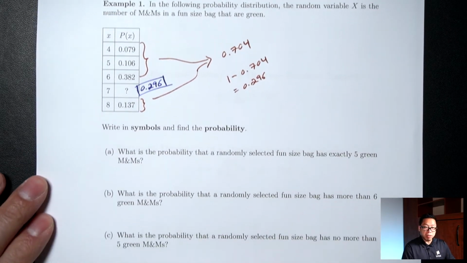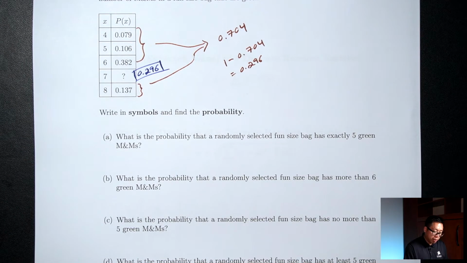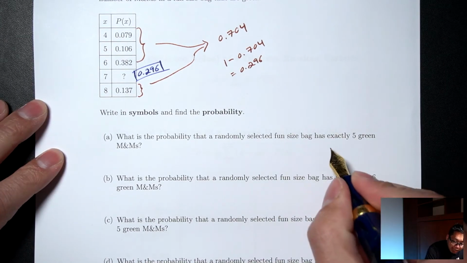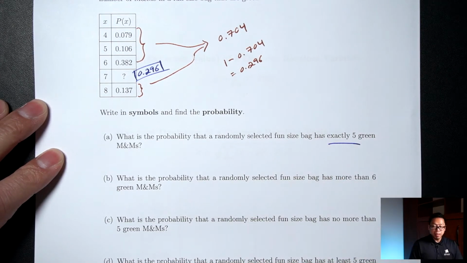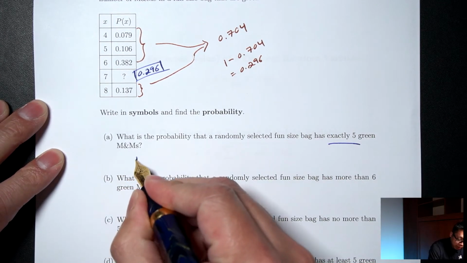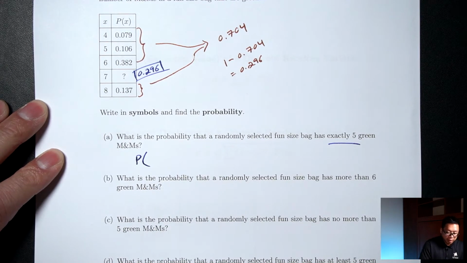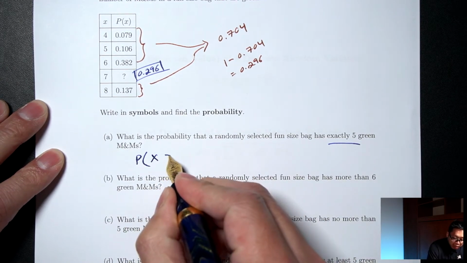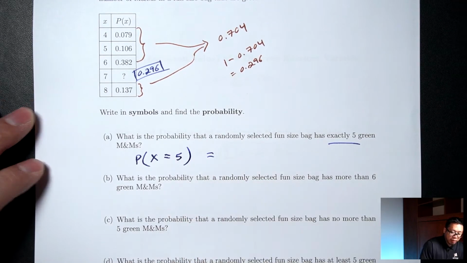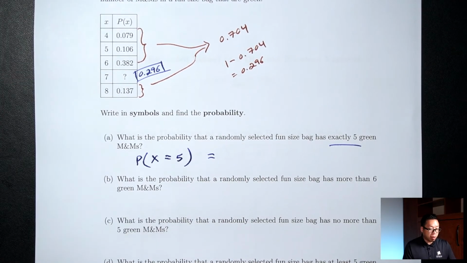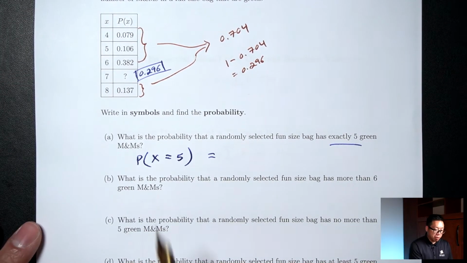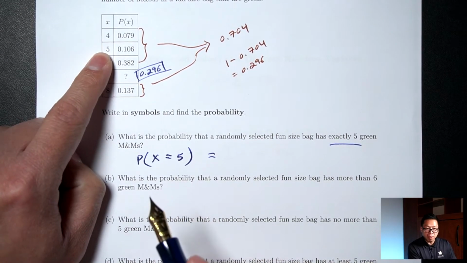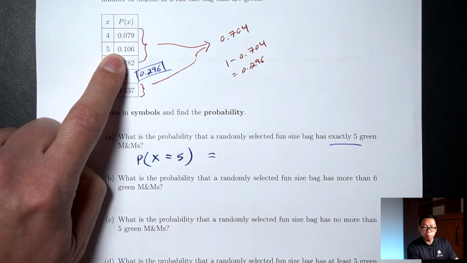So now let's answer these questions. Part A, what's the probability that a randomly selected fun-sized bag has exactly 5 green M&Ms? Okay, so you're going to see phrases that we talked about on that first page, right? Exactly 5. What does that mean? So in symbols, what we're looking for is the probability of getting x exactly equal to 5. And this is telling me which probabilities I need to add up. So exactly equal to 5 just refers to the 5. So this just refers to the 0.106.